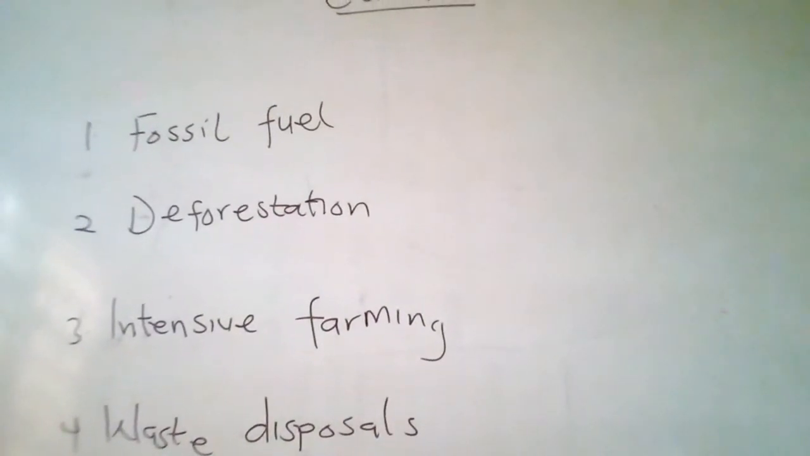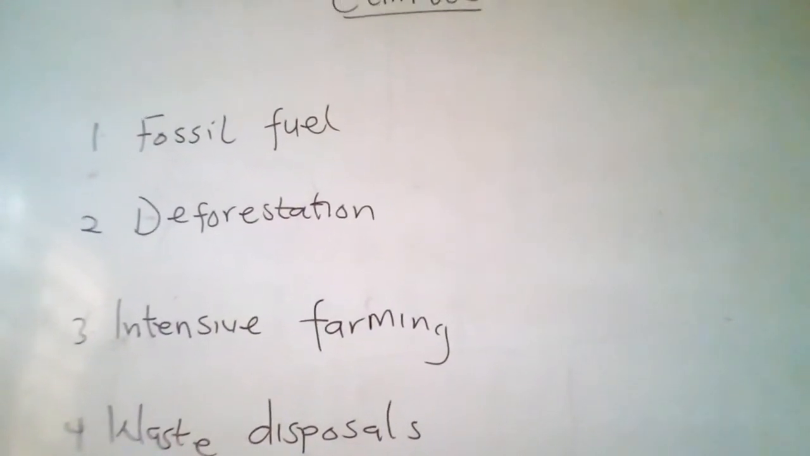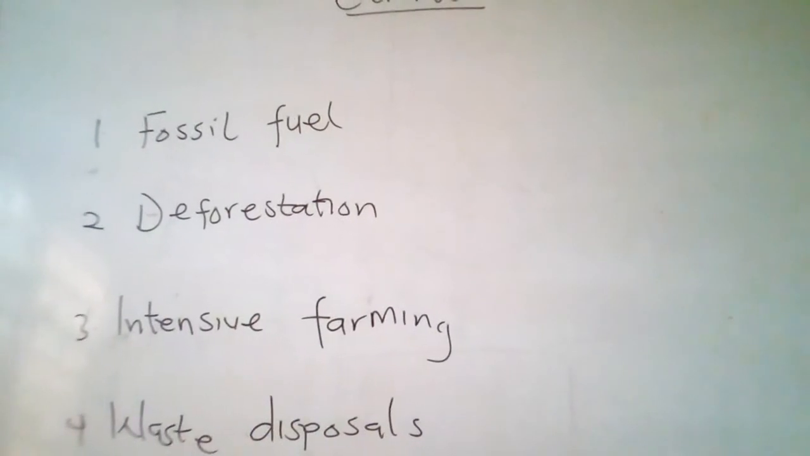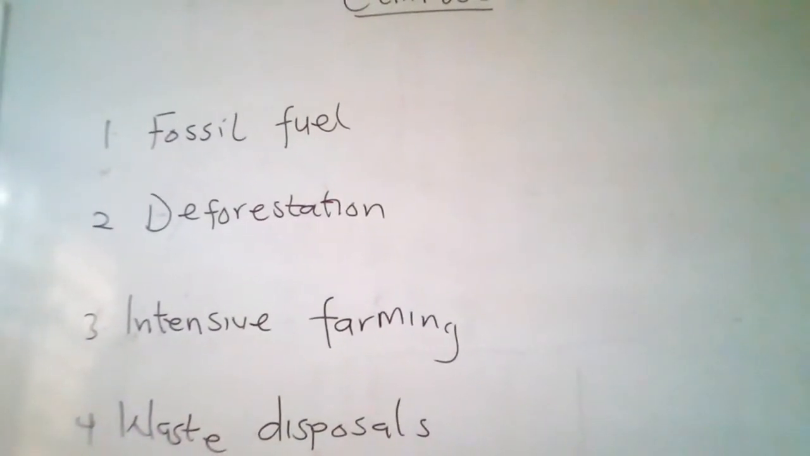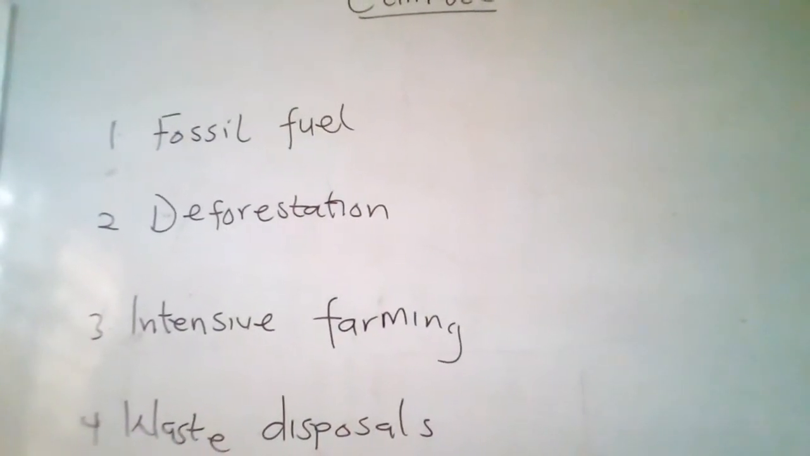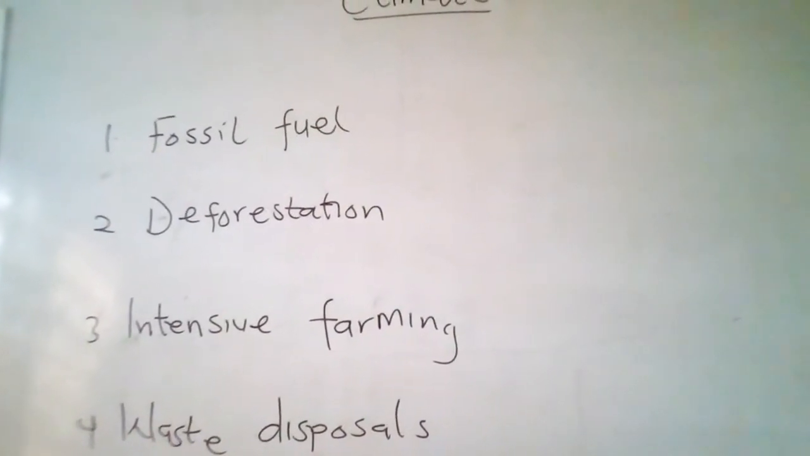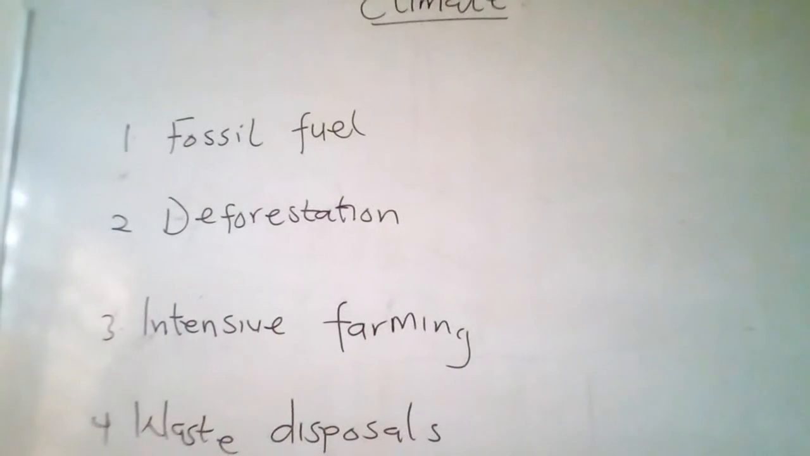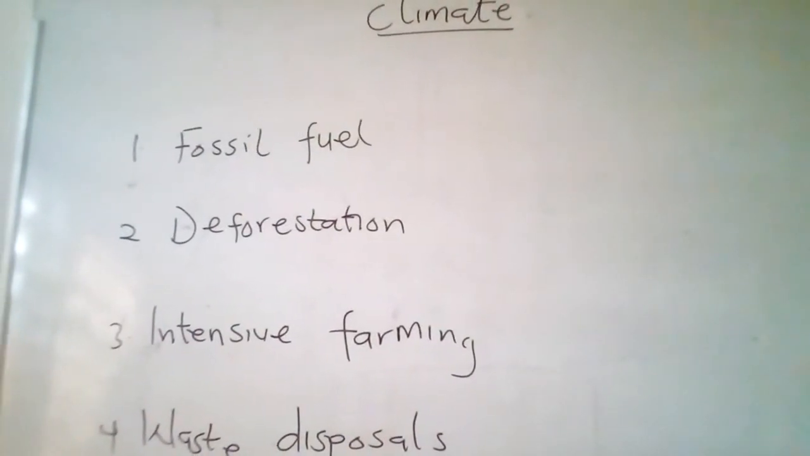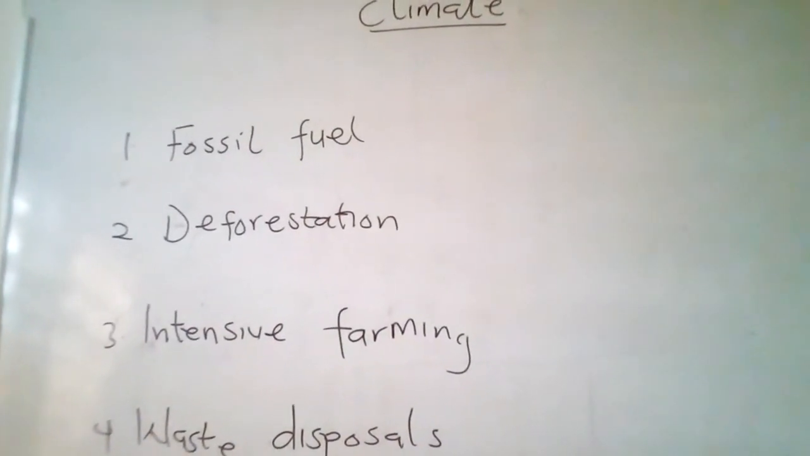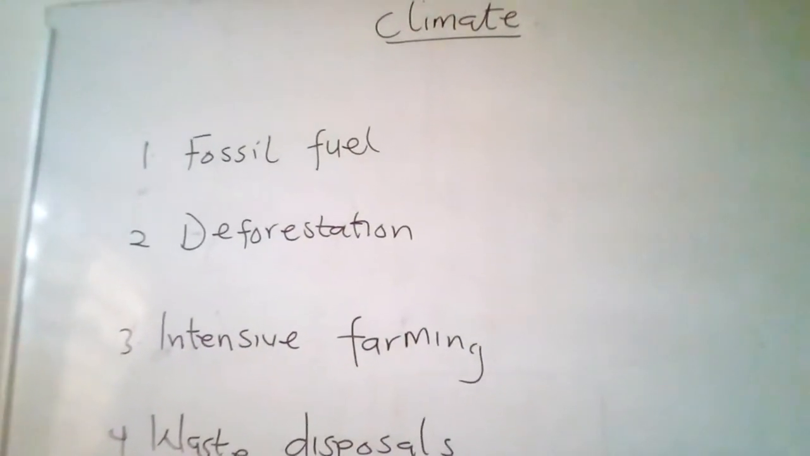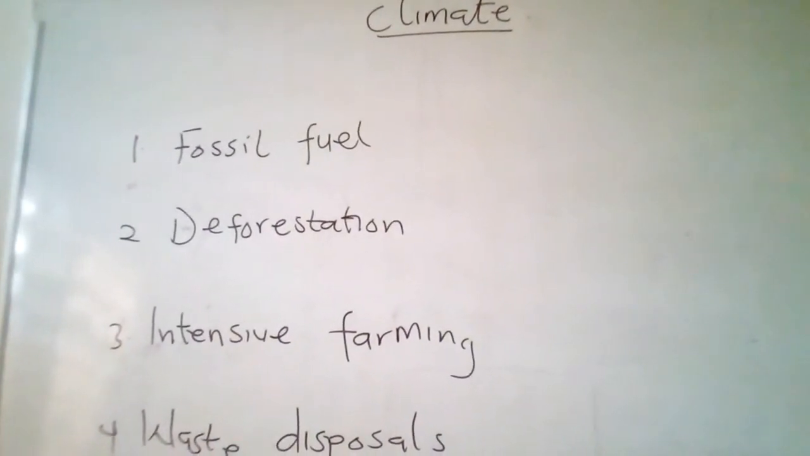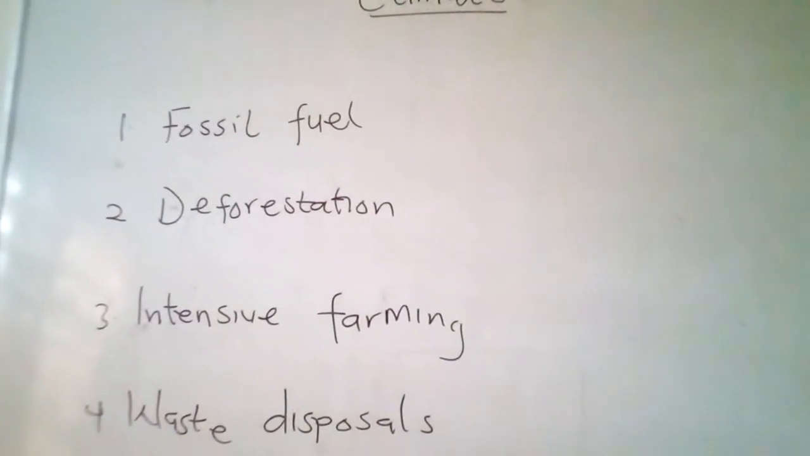So the deforestation. The exploitation of forests has a major role in climate change. Trees help regulate the climate by absorbing carbon dioxide from the atmosphere. So when they are cut down, this positive effect is lost and the carbon stored in the trees is released into the atmosphere. That increases what? The greenhouse effect. And another one is intensive farming.